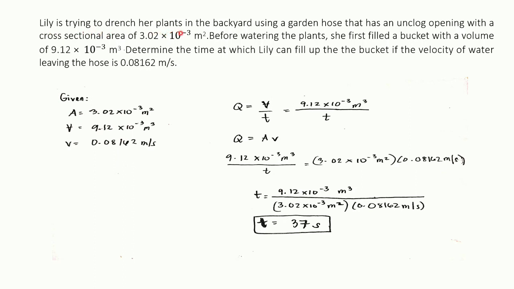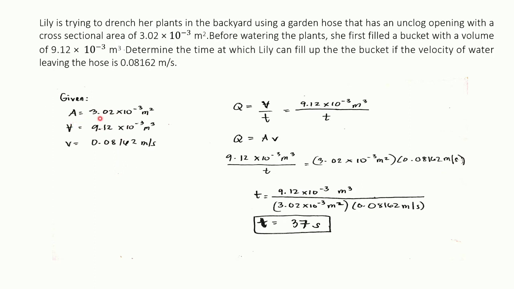Lily is trying to drench her plants in the backyard using a garden hose that has an unclogged opening with a cross-sectional area of 3.02 times 10 raised to the power of -3 square meter. Before watering the plants, she first filled a bucket with a volume of 9.12 times 10 raised to the power of -3 cubic meter. Determine the time at which Lily can fill up the bucket if the velocity of water leaving the hose is 0.08162 meter per second.